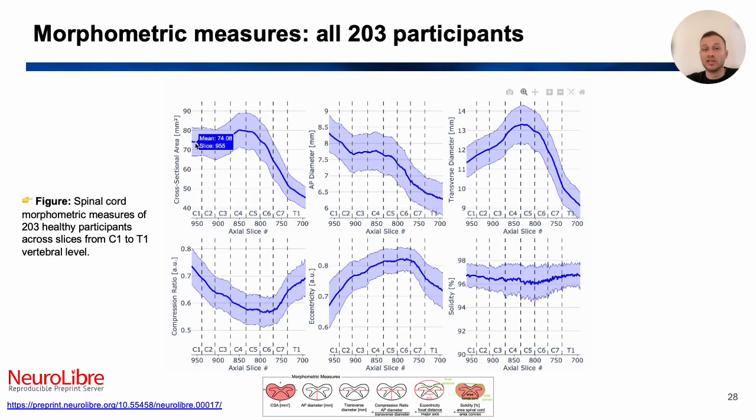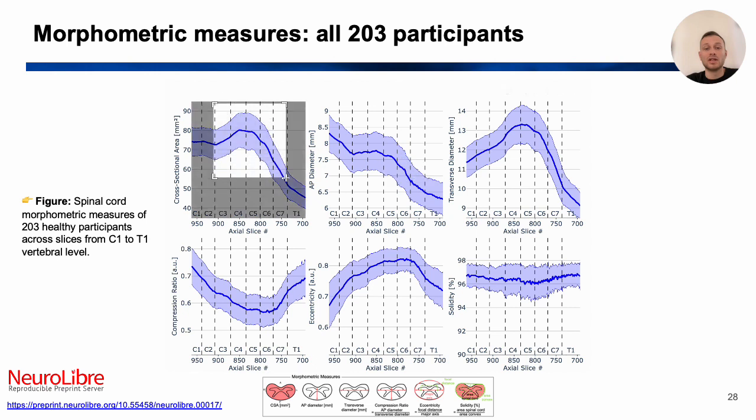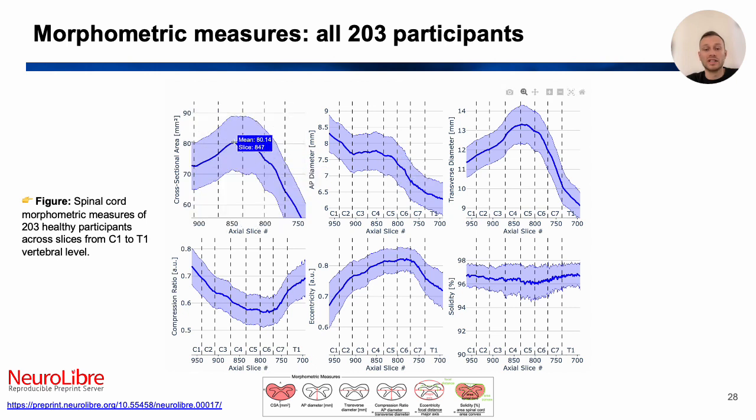This slide shows the mean and standard deviation values for the 6 morphometric measures computed across all 203 participants. The x-axis represents individual slices in the PAM50 template space from the C1 to T1 vertebral level. You can see that the figure is interactive, so you can easily browse through the metrics. If needed, you can also zoom for more details.